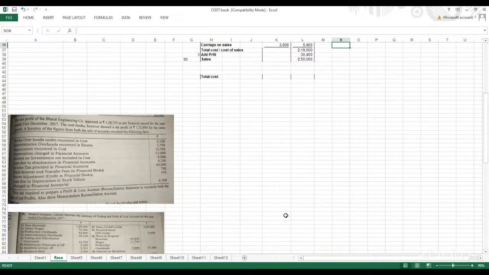So shall we start with profit reconciliation, students? Yes, chat box. Now, profit reconciliation, students.